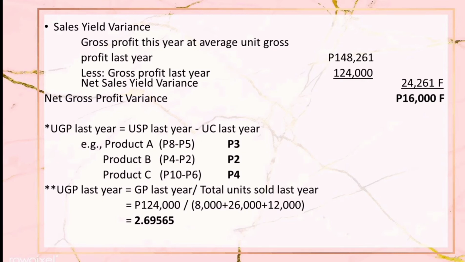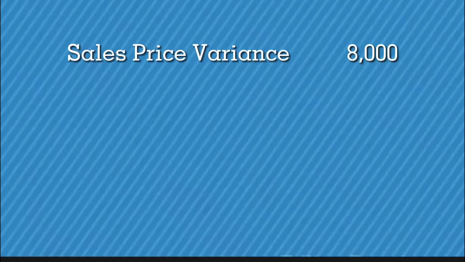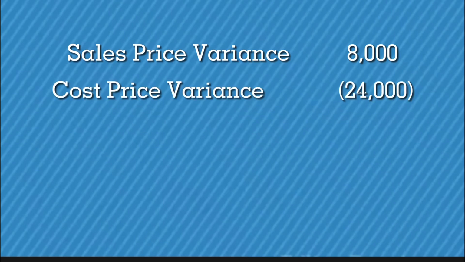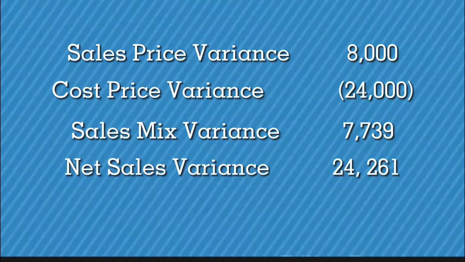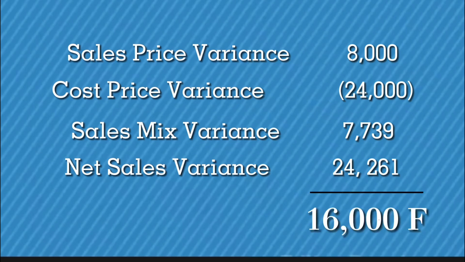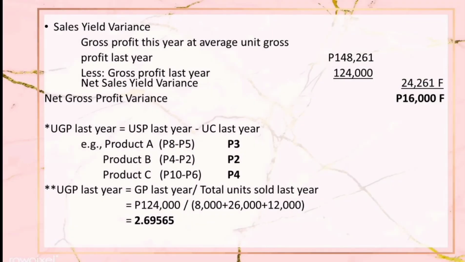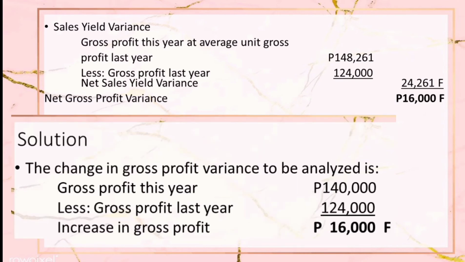Now we can compute the net gross profit variance in order to compare it with what we computed in my first bullet. We take the sales price variance of 8,000, less the cost price variance of 24,000, add the sales mix variance of 7,739, then add the net sales yield variance of 24,261 pesos favorable. We add since it is favorable. So we get a net gross profit variance of 16,000. Therefore, we can conclude that what we computed here coincides with what we computed in my first bullet.